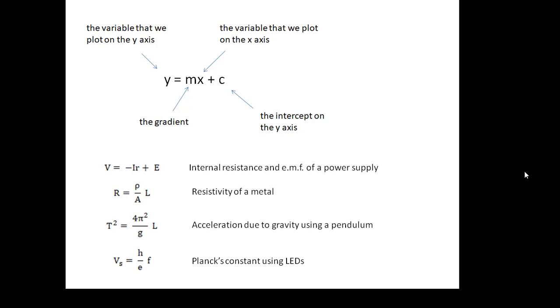You will at some point get a value for little g doing an experiment with a pendulum. T² = (4π²/g)L. If we plot T² against L, then our gradient is 4π²/g. And then we can also get a value for Planck's constant from a graph. Using LEDs, if we plot a graph of the voltage needed to get our different colored LEDs to work against frequency, then the gradient of the graph is h over e. We can get a value for Planck's constant.